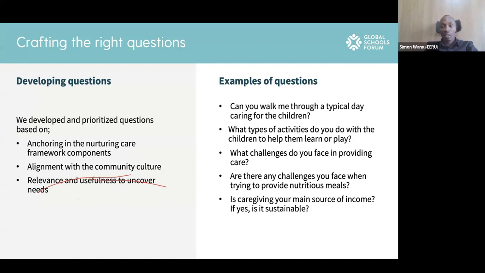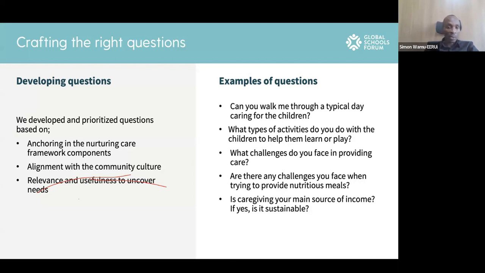Another question was about the activities they conduct with the children and how they help the children to learn or play. That was important for us to understand what used to happen, what form of learning they gave the children, whether they initiated play or employed play-based learning at all. We also wanted to understand the challenges they were facing in providing care, because once we understand the challenges, we can design a solution, not only from our side, but also with them.